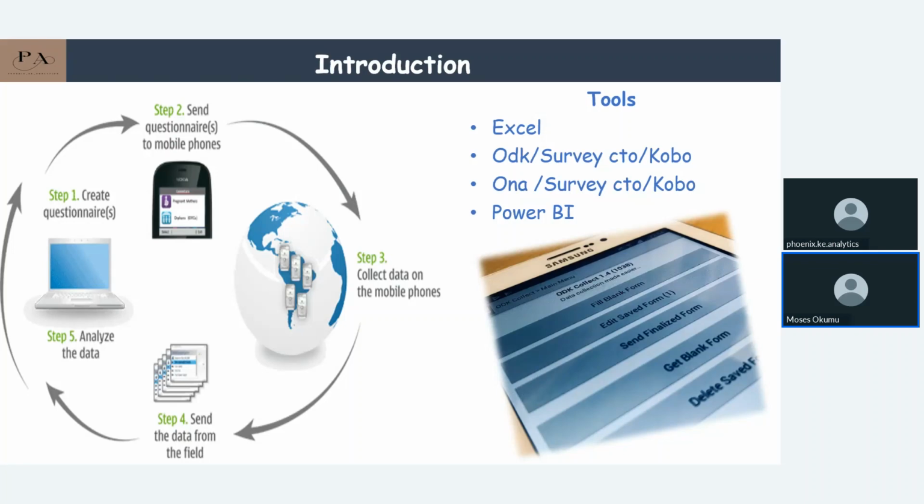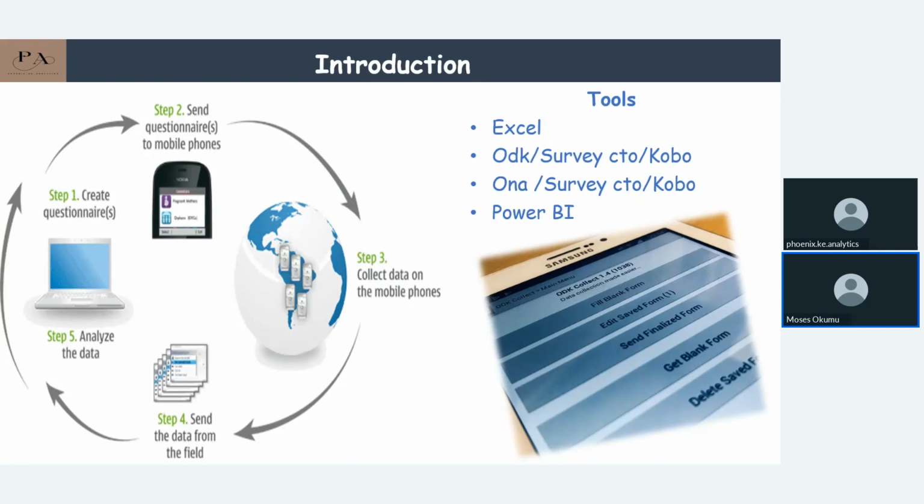The second step will be to send the questionnaire to the mobile phone. How are you going to convert this questionnaire into an ODK format, an electronic format, so that you'll just be going to the field and you swipe next and someone responds. You swipe next and someone responds. The third step will be to collect data on the mobile phones. After that, we will see how you can send the data from the field, of course, to the server. After that, step five will be analyzing your data, of course, after downloading it from the server.